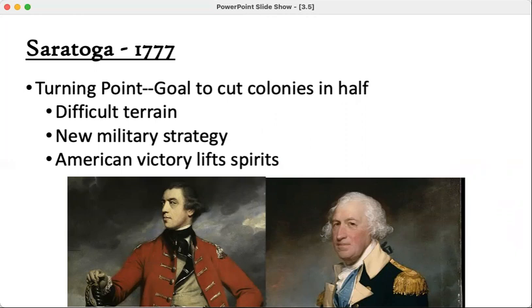Burgoyne is charming. He's more of a politician than a fighter, right? You have to remember that British leadership in the army was typically just aristocratic, not necessarily trained. He was a poet, a gambler, a ladies' man, and an idiot in some ways. I mean, he didn't anticipate the terrain.